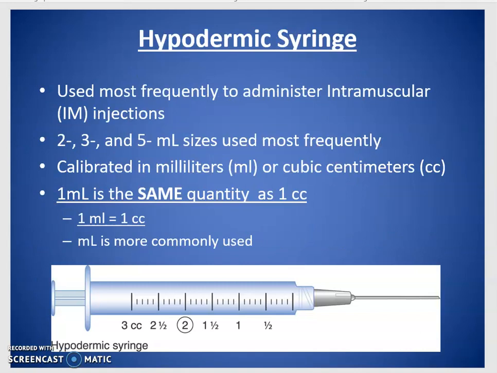So this is the type of syringe we dealt with when we were working in class, the hypodermic syringe. So it's the classic one. This is the most frequently used to administer intramuscular injections. 2, 3, and 5 ml sizes are the most frequently used. And do remember that cc, meaning cubic centimeter, and ml, meaning milliliter, are the exact same thing. Those words are synonyms. So ml, cc doesn't really matter.